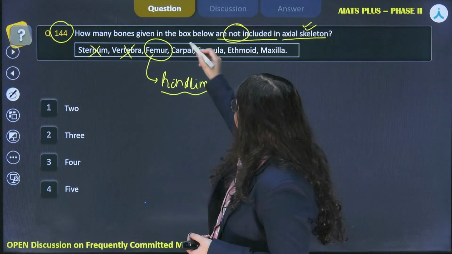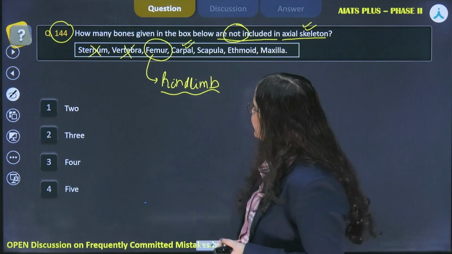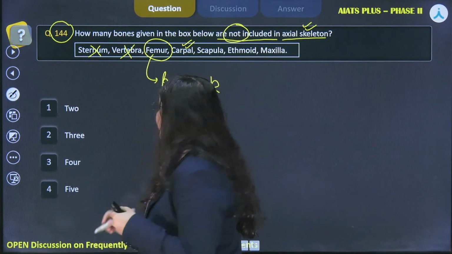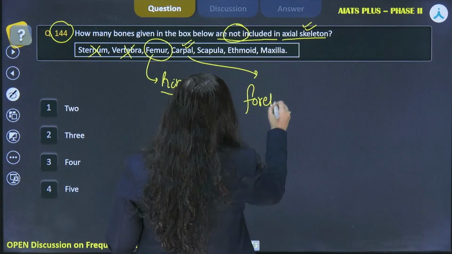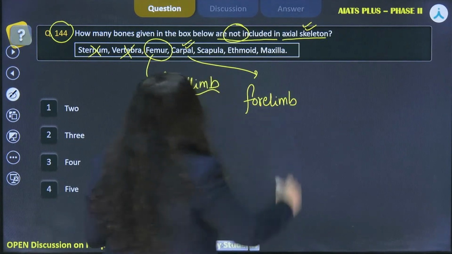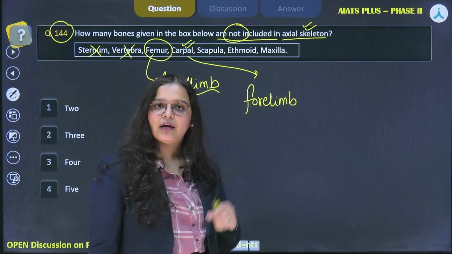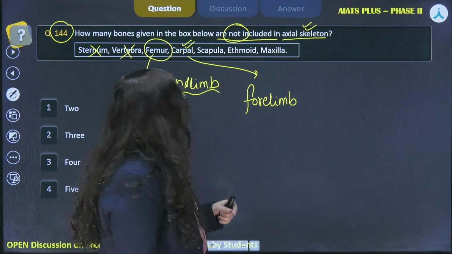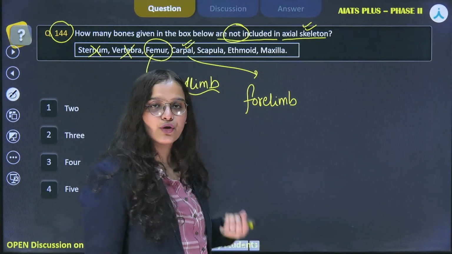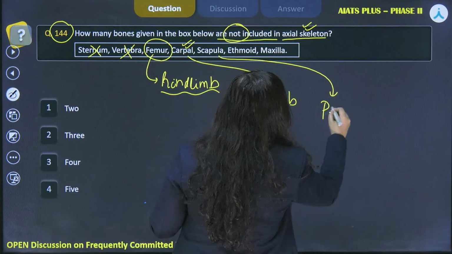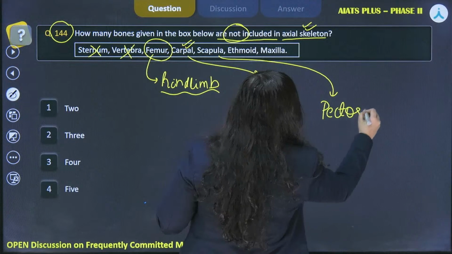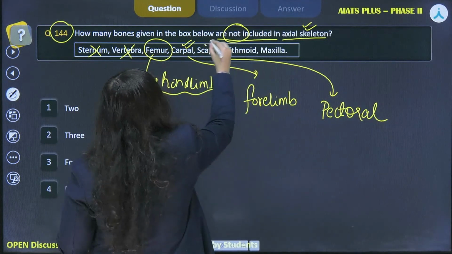Then we have the carpals. Carpals are a part of our forelimb, and therefore we will include carpals as well in our answer. Then we have the scapula. Scapula is a part of our pectoral girdle, and therefore we will include scapula as well in our answer.